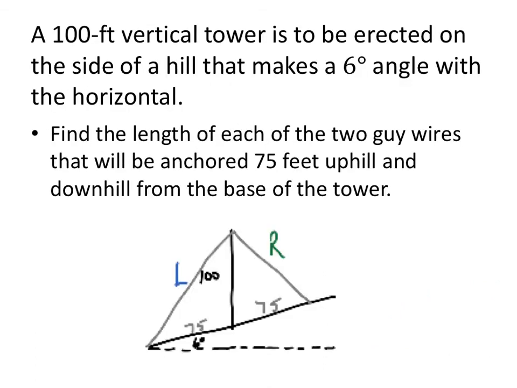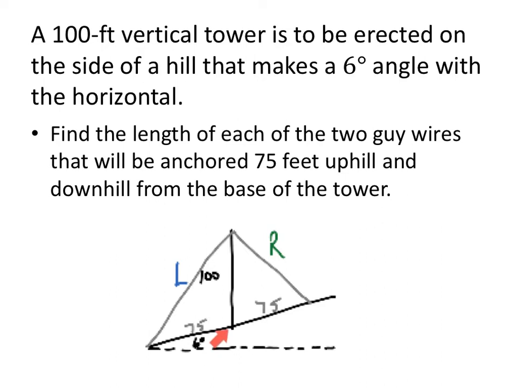A 100-foot vertical tower is to be erected on the side of a hill that makes a 6-degree angle with the horizontal. I want to find the length of each of the 2 guy wires that will be anchored 75 feet uphill and 75 feet downhill from the base of the tower.